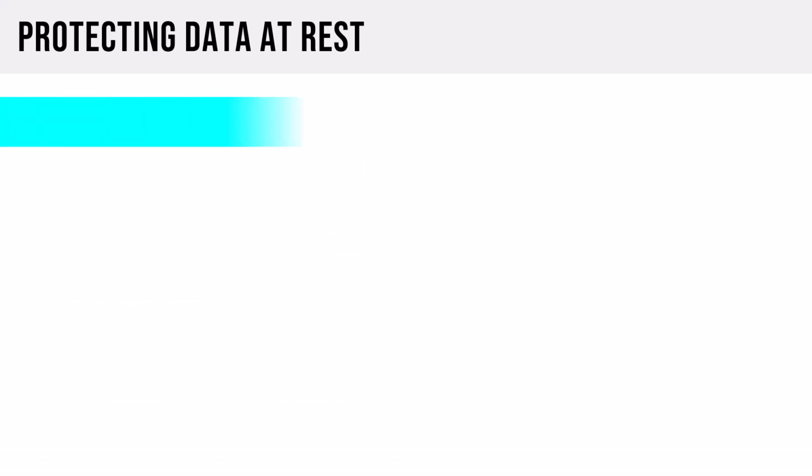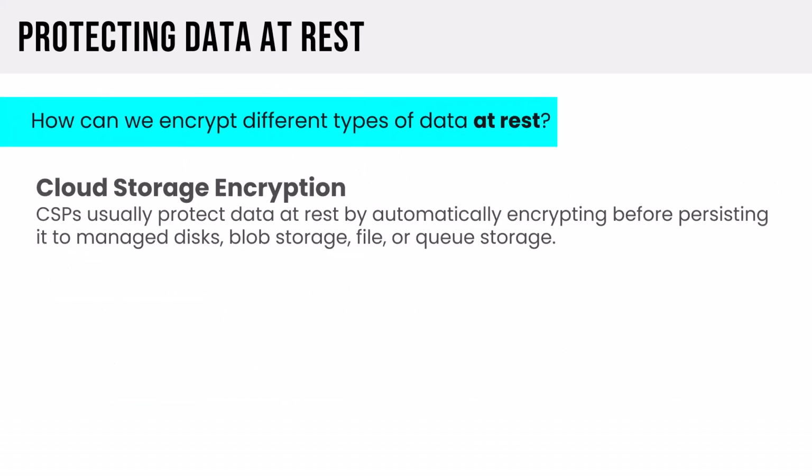There are a couple of other data at rest scenarios we should touch on. One is cloud storage encryption. Your cloud service providers, your CSPs like Microsoft Azure, Google, and Amazon Web Services, they usually protect data at rest automatically, encrypting before persisting it to managed disks, blob storage, file, or queue storage. Amazon went through years of grief because in the early going they didn't automatically encrypt data, didn't automatically protect it at rest, which led to some breaches of aging cloud storage out there that customers didn't get rid of in a timely fashion.